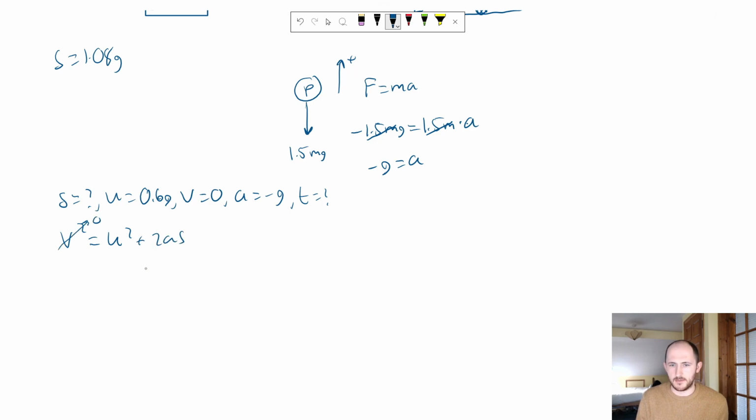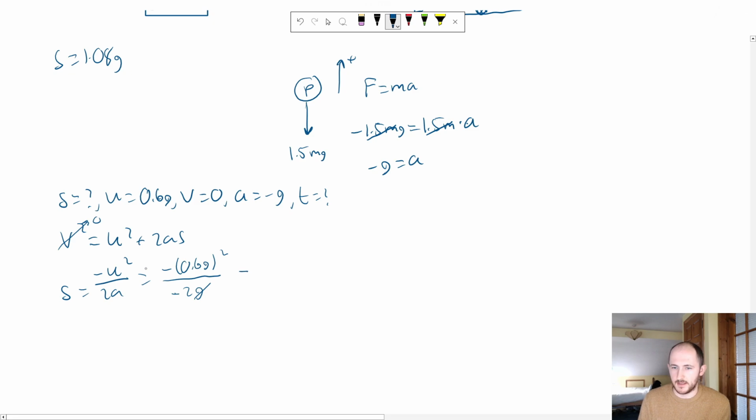So v is 0. So our value for s is going to be negative u squared over 2a. So that's minus 0.6 g squared over 2 times negative g, so negative 2g. What I can do here is cancel a g and one of those g's out. So it's going to be negative 0.6 squared g over negative 2. Cancel out the negatives. So that would be 0.18 g.